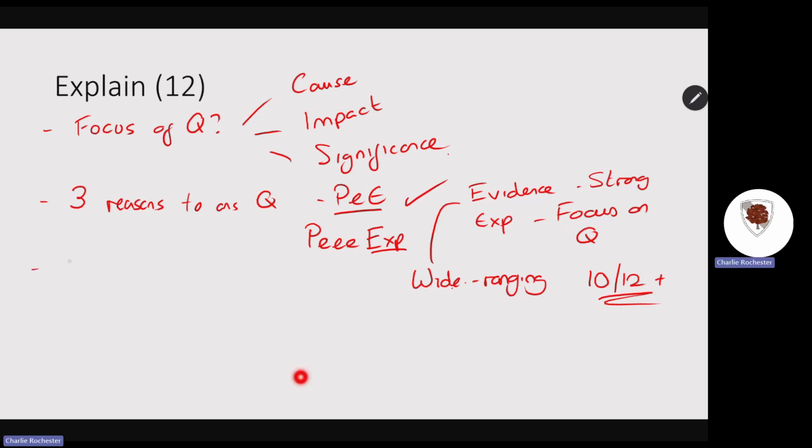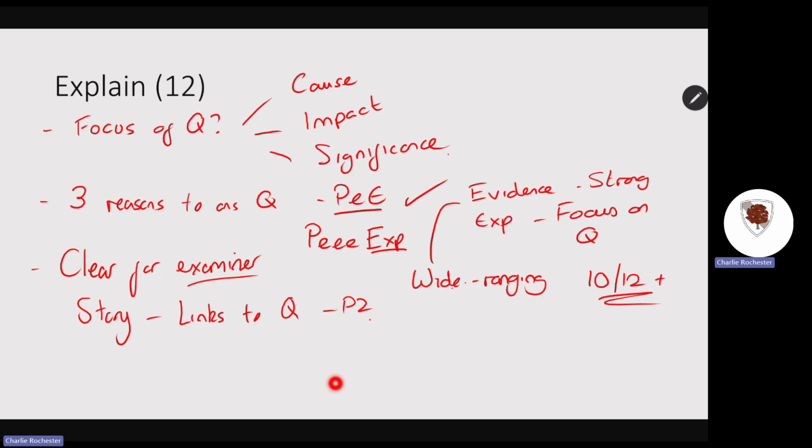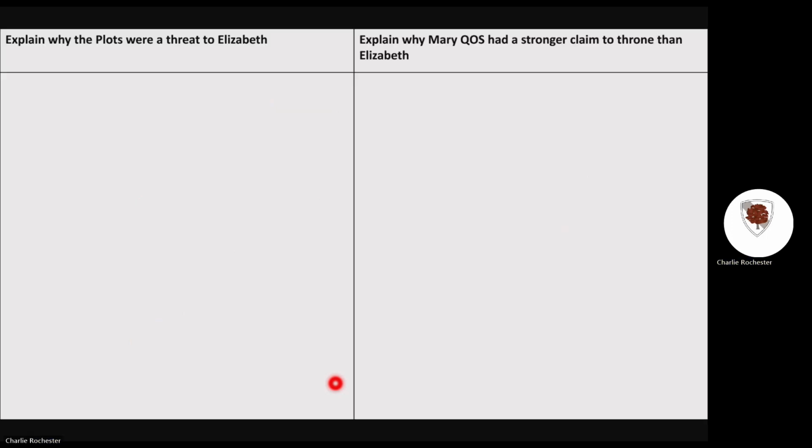The most important thing is to make the answer clear for the examiner. There's nothing worse than to try to pick out what you're trying to say. Tell me the story, tell me how it links to the question, and then move on to paragraph 2. Keep it as simple as that. In the next video I will talk about how that correlates to 16 markers, which actually isn't much different. So I'm going to do some quick power planning, understanding these questions.